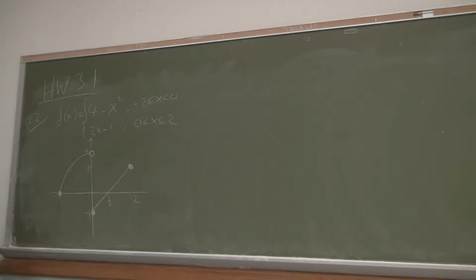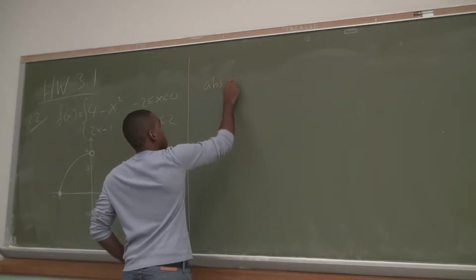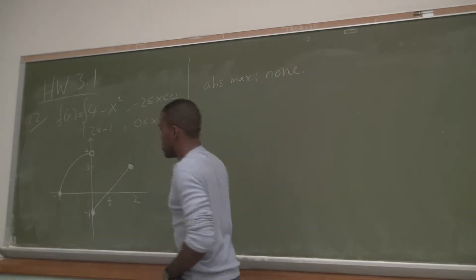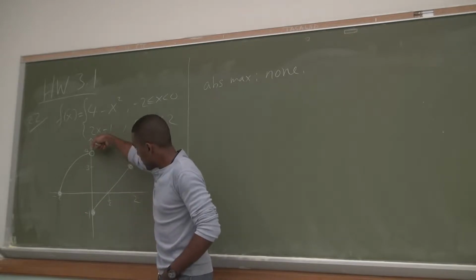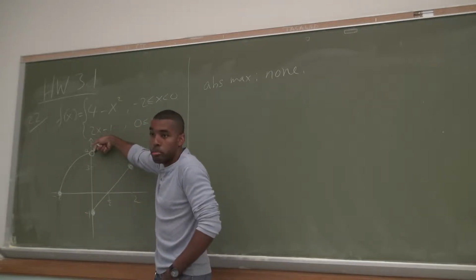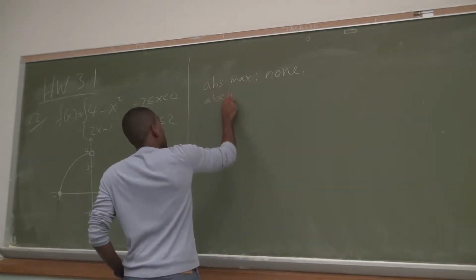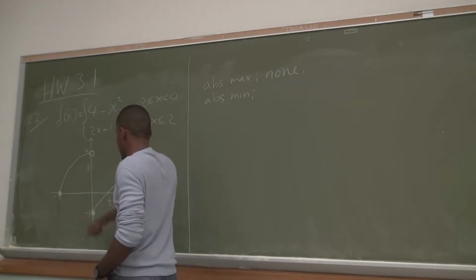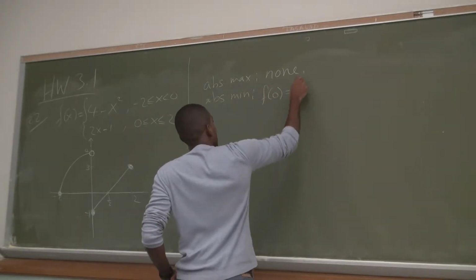What's the absolute maximum? There's no absolute maximum. Absolute max? None. There's no point that's bigger than every other point. The candidate for absolute maximum is this guy, but you never actually attain him. So there's no absolute maximum. Absolute minimum? The lowest value that is attained is here, which happens at f of 0 equals -1.